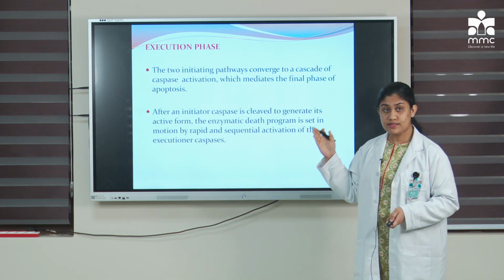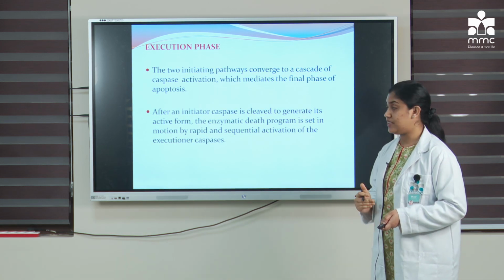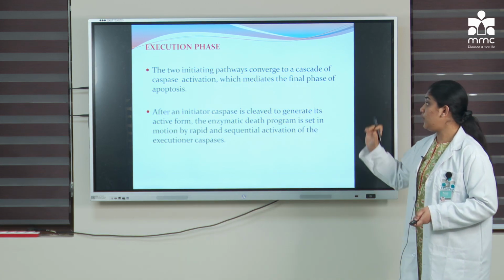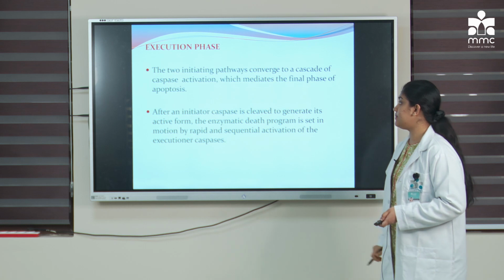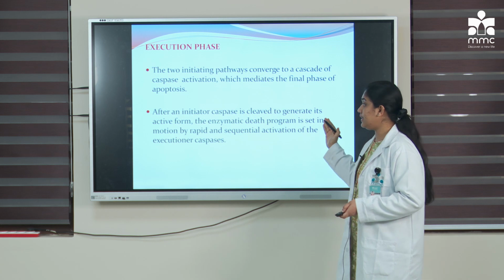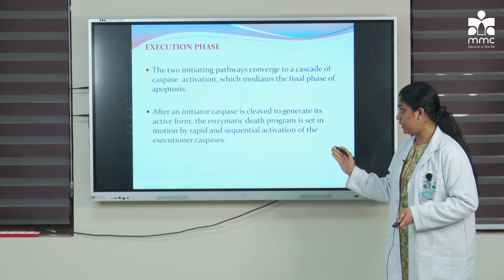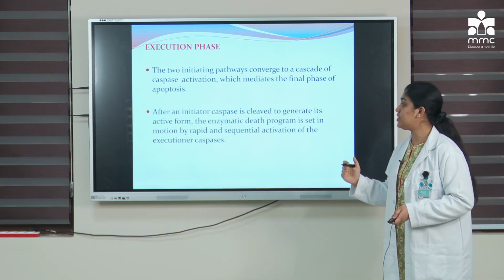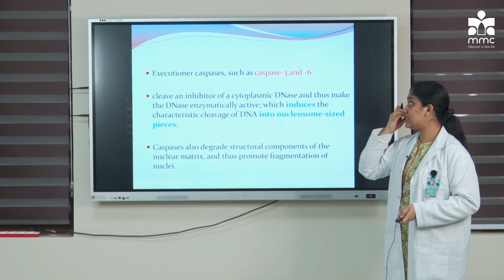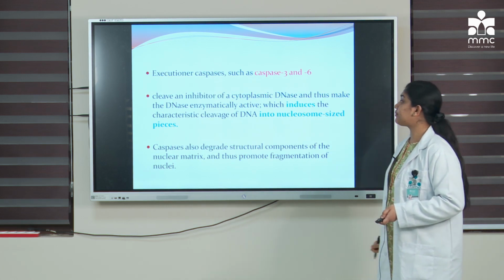Now, let us see what the execution phase is. The two initiating pathways, that is the intrinsic and extrinsic pathways, will converge to a cascade of caspase activation, which mediates the final phase of apoptosis. After an initiator caspase is cleaved to generate its active form, the enzymatic death program is set in motion by rapid and sequential activation of execution caspases. The most common execution caspases which come into action are caspase 3 and 6.